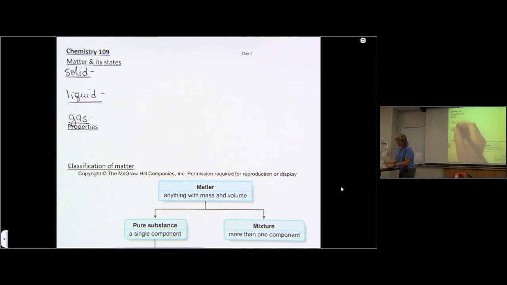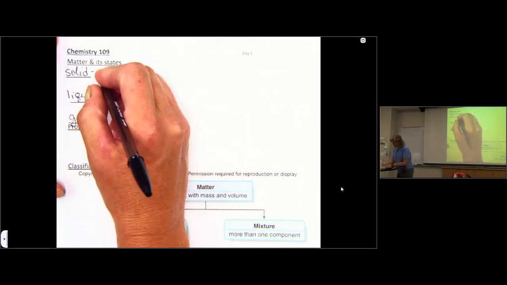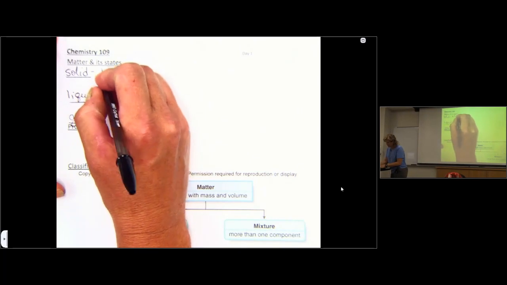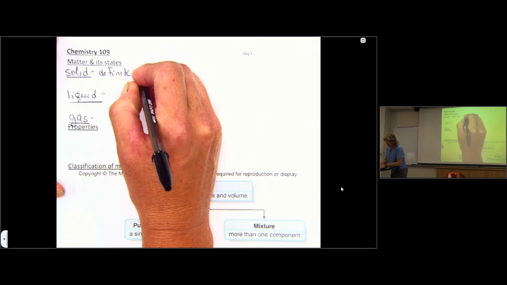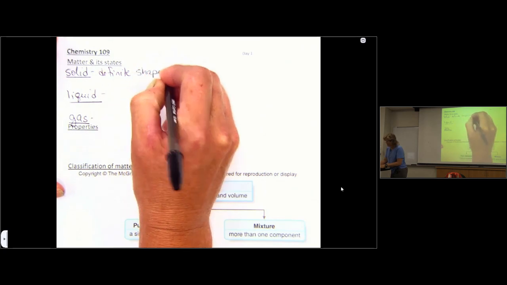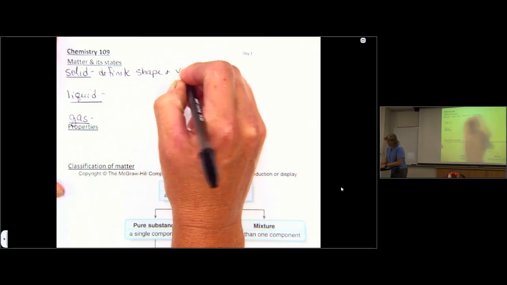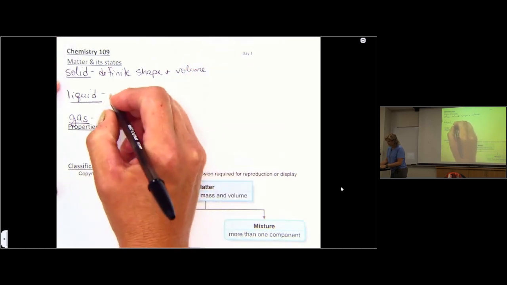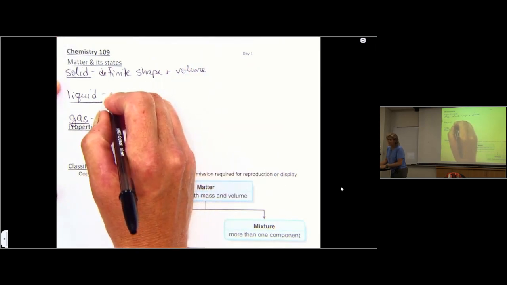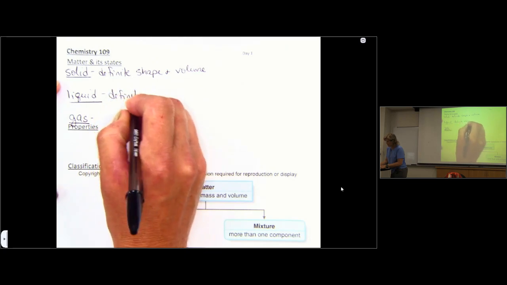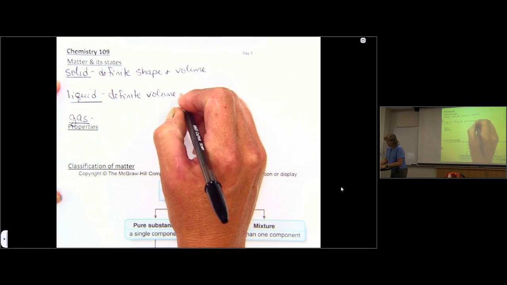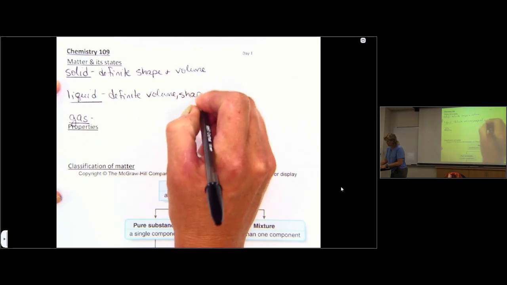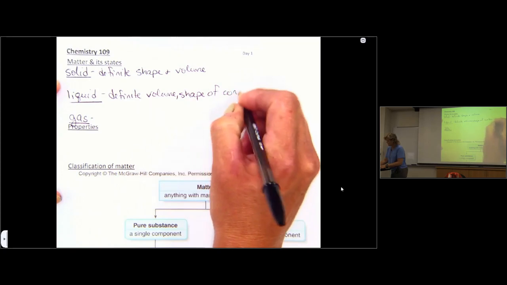So let's look at solid. A solid has a what? Definite shape and definite volume. Good. A liquid has, what's it got a definite of? Definite volume. But what about the shape? Shape of the container. So, let me show you something here.